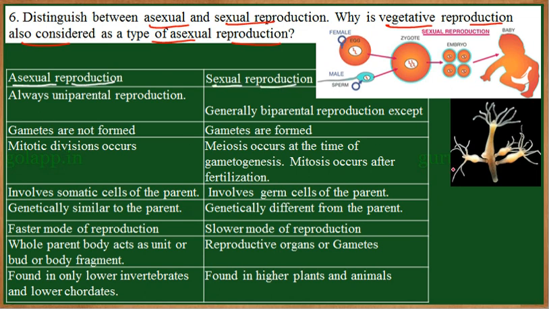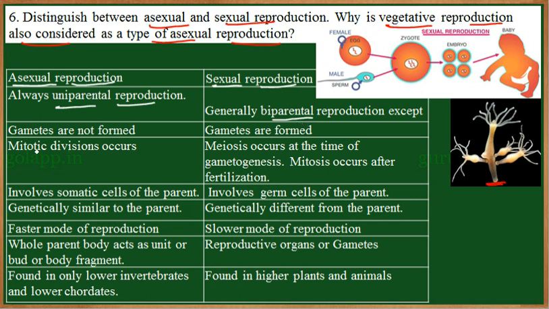Asexual reproduction is uniparental. So as in this image, Hydra is reproducing by the asexual method. So these are the offsprings. From a single parent, many offsprings are formed, so we call this uniparental. Whereas sexual reproduction is biparental, so a male and a female individual are involved.